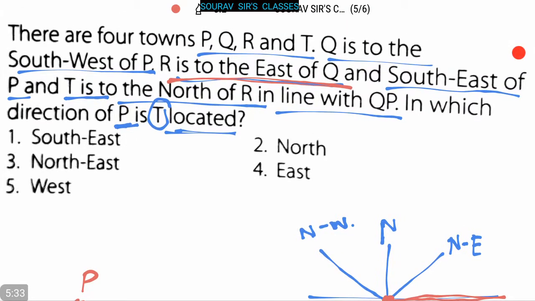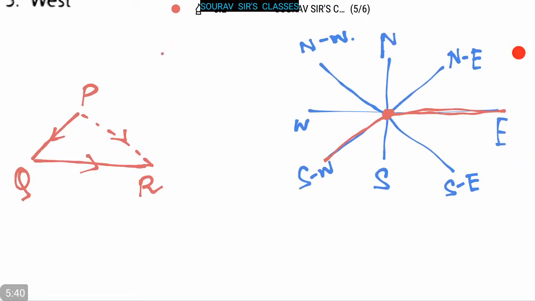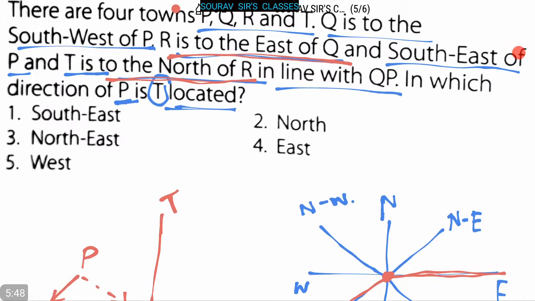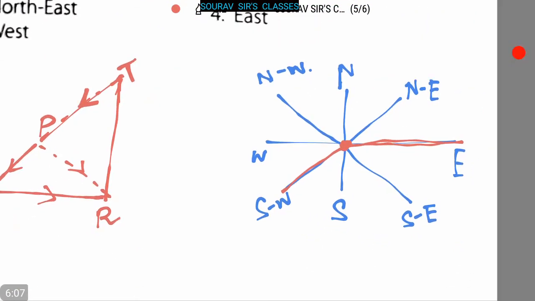Now T is to the north of R. It said that T is to the north of R, that means here, this is T, north of R in the line with QP. That means we are extending this line. So this is the complete diagram of their positions.